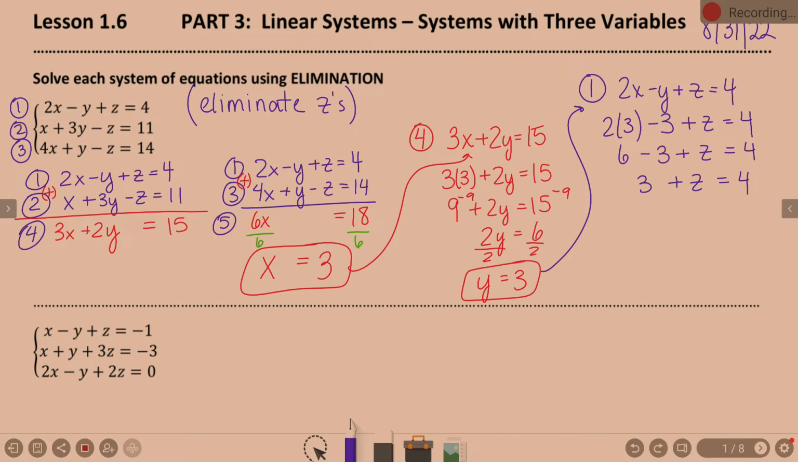If it's 3 plus z, subtract 3. 4 minus 3 is 1. So then you have your x, your y, your z.